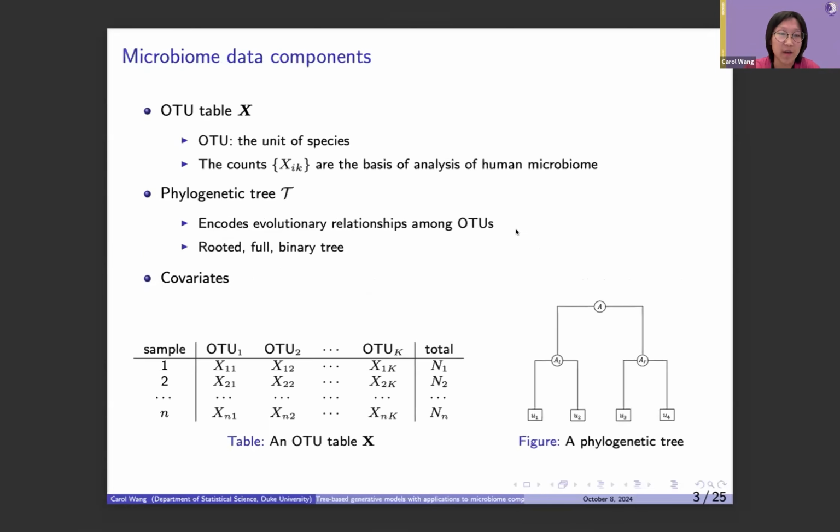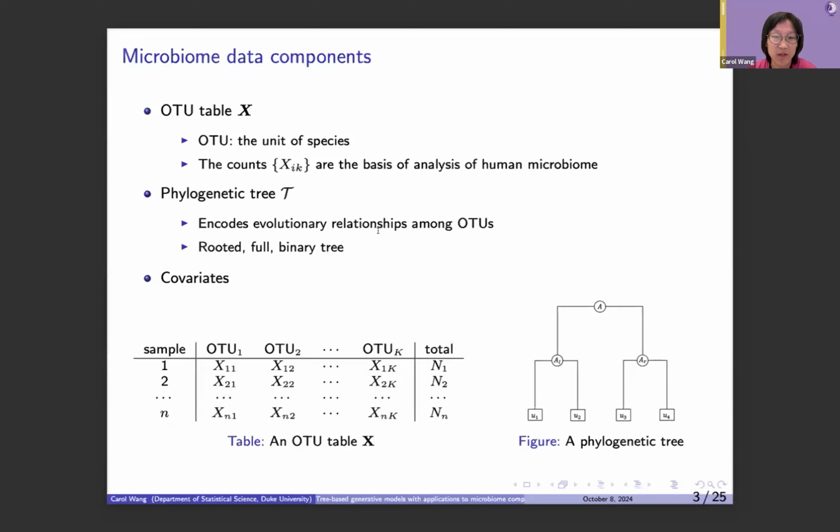Okay, so what does the data look like? A typical microbiome data set contains three components. The first part and the most important part is the OTU table, which is a count table as shown here. Each row represents a sample that is collected in the microbiome study. Each column is an OTU, which is a unit of the species. So those counts form the basis of the human microbiome analysis, and we aim to build generative models to generate those counts.